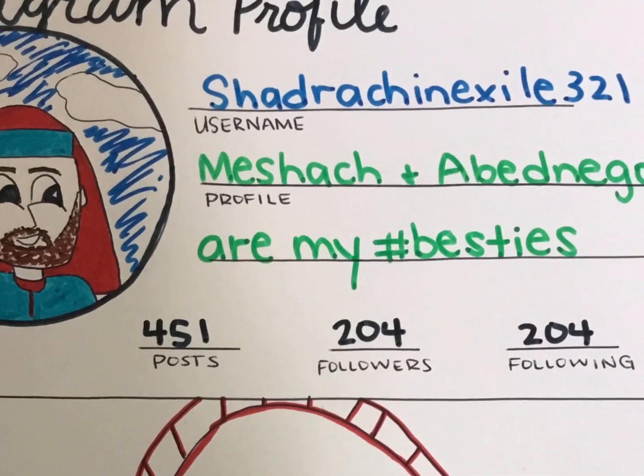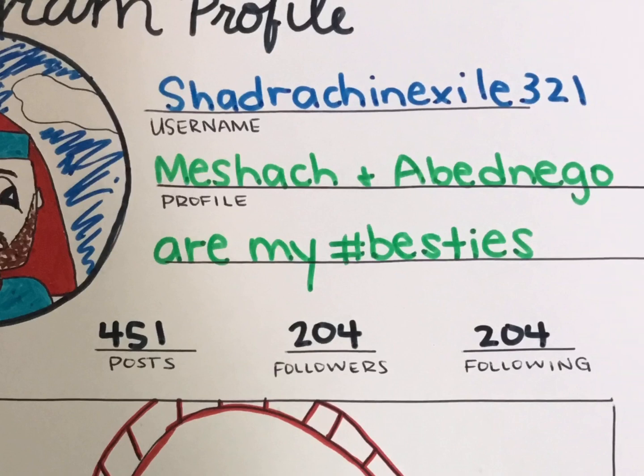The next thing you need to do is put a username. Do you see where it says username on the screen? I came up with a username and I put Shadrach in Exile 321. So you're going to come up with a username that you think Daniel might have put if he had an Instagram when he was alive.